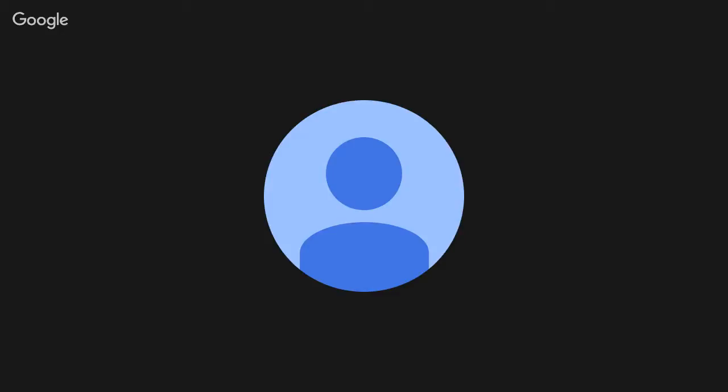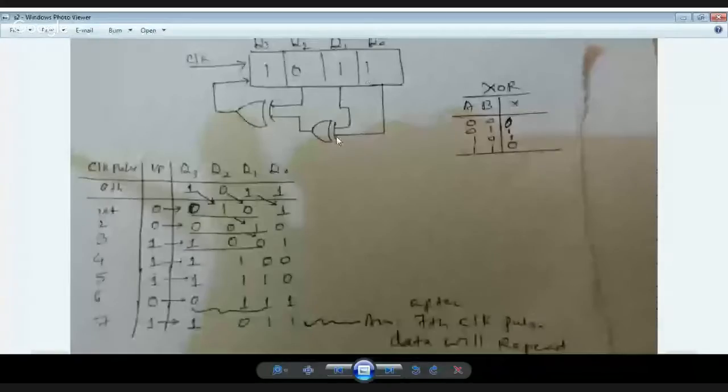Now the solution of this. See, initially 1011 is inside this, okay, and this is an XOR gate. You need to know the XOR gate truth table, which is very clear: this one and this one, so the output will be 0, and this 0 and this 0, the output will be 0.